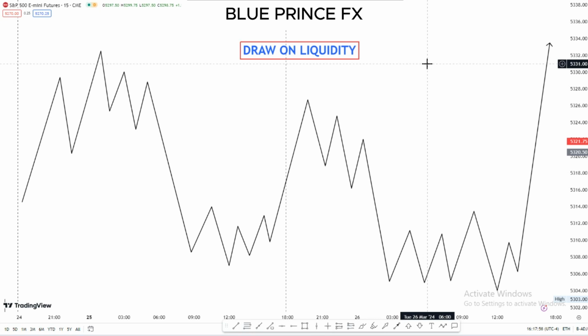The draw on liquidity is the final piece of the puzzle when you are creating a model which has a high percentile win rate, because PDRA, top-down analysis, and entry confirmation do not and will not work if you do not know where the market will go next. Well, today we will learn that in the form of a draw on liquidity.